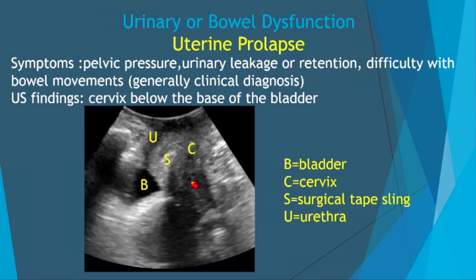And so this is a case of prolapse. Here is the bladder. This is the base of the bladder. Here is the urethra. And in this case, notice that the cervix is much further inferior. So this is the perineal surface, much closer to the perineum compared to the bladder base. So this is an obvious case of uterine prolapse.